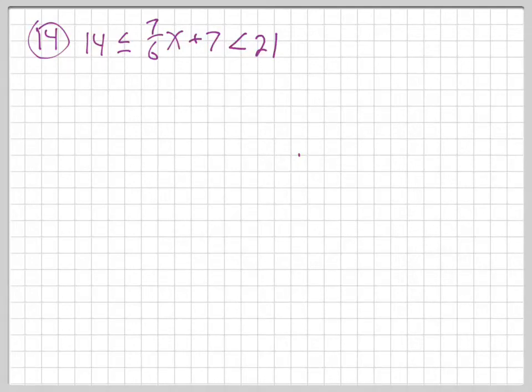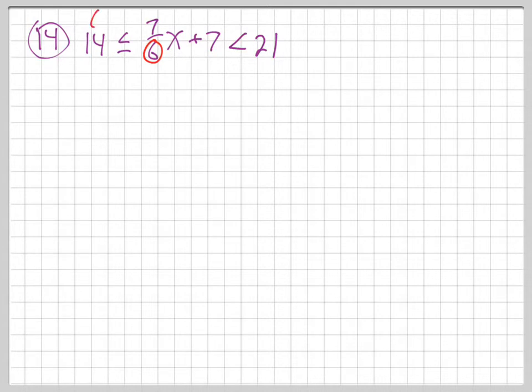Okay, so here we go, starting with problem number 14 on practice exam 1. They want us to solve this. So this is a compound inequality. It's got 3 parts. And the main thing that we need to focus on is it's got that denominator. So what do we always do when we have a fraction, a denominator, and we're trying to solve?